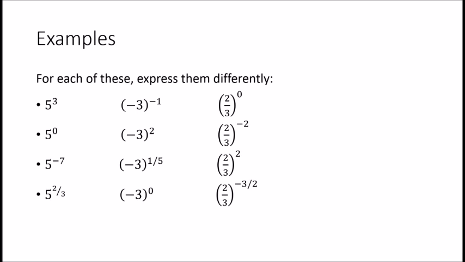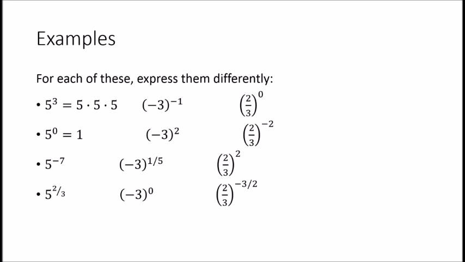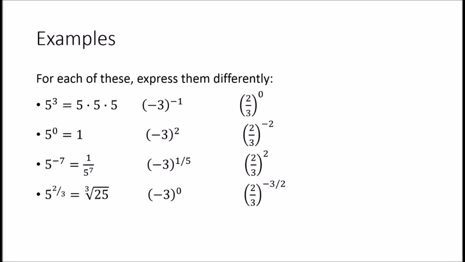With exponents, really the best thing to do is to practice. So we're just going to write out a few different expansions for these different examples. So 5 cubed is simply going to be 5 times 5 times 5. 5 to the 0th power is going to be 1 because anything to the 0th power is 1. 5 to the -7th power is going to be 1 over 5 to the 7th power. And 5 to the 2/3 is going to be the 3rd root of 5 squared, which is 25.